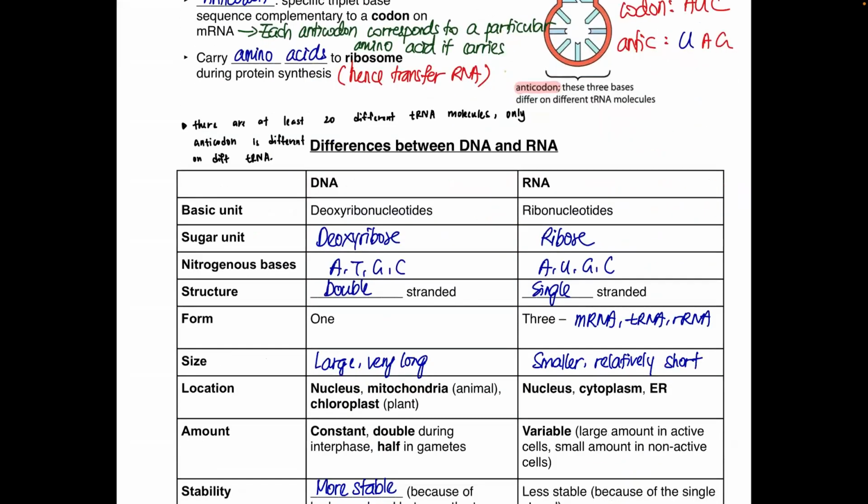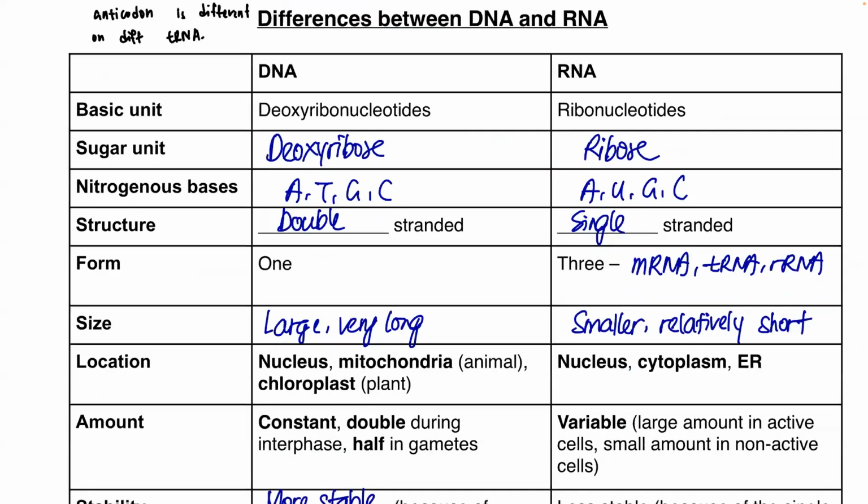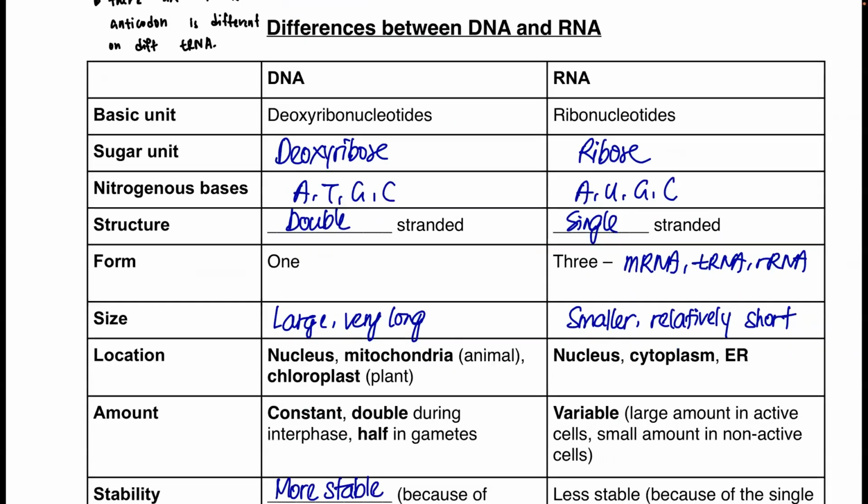Let's have a look. The basic unit of DNA we call the deoxyribonucleotide, and for RNA, the ribonucleotide. As we mentioned just now, a nucleotide is the entire combination of a phosphate group, a sugar, and a base. The sugar in DNA is deoxyribose; for RNA it is ribose. And the bases are A, T, G, C in DNA and A, U, G, C in RNA.